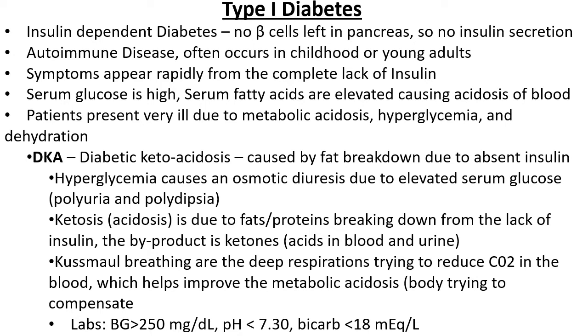Okay? So in diabetic ketoacidosis, what could be some typical lab values? Well, a blood glucose greater than 250, a pH typically much lower than 7.3, but let's just say 7.3. And a bicarbonate less than 18 would be an example, because the metabolic acidosis is consuming some of the bicarbonate buffer in the bloodstream. So you get a lower bicarbonate, okay?